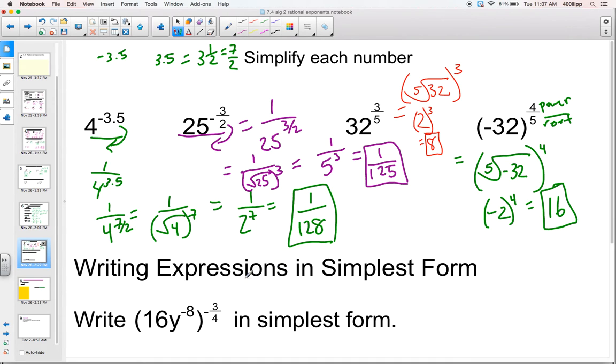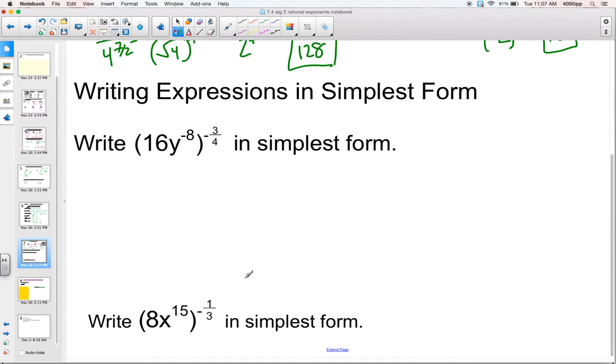All right, let's do ones that are a little bit longer but not much more difficult. So this is using all of our properties now. What we can do here is it's saying that this is in parentheses. So that means that they're both going to be to the negative 3/4 power. So this means we're going to have 16 to the negative 3/4 power, and we're going to have y to the negative 8 times, if we have an exponent inside and outside, we have to remember that we multiply them.